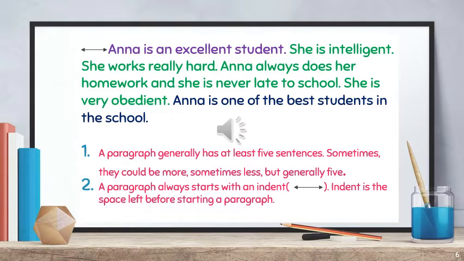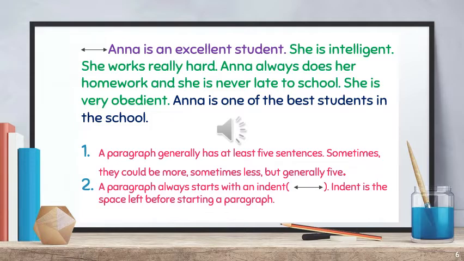Now, all these sentences are supporting the main idea. And now the conclusion sentence is in dark blue: Anna is one of the best students in the school. So you conclude by saying that since Anna is very intelligent, works hard, and all of this, she is considered to be one of the best students in the school. All right, so this is how you conclude, keeping in view the main idea, right?